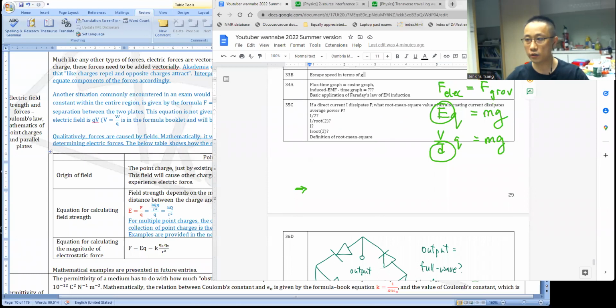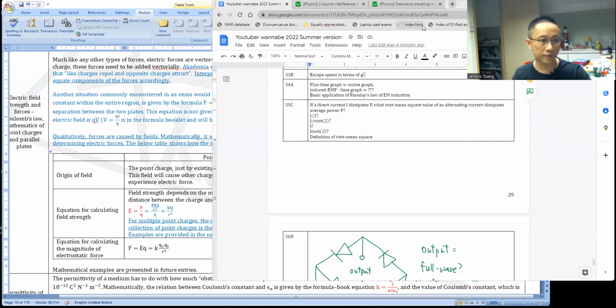Moving on, question 33. They're asking for the calculation of escape speed under a fairly trivial situation. An object of mass m is launched from the surface of Earth, and the mass of the Earth is given by capital M. The radius is r, gravity is g, and they want you to write an expression for the escape speed in terms of small g.